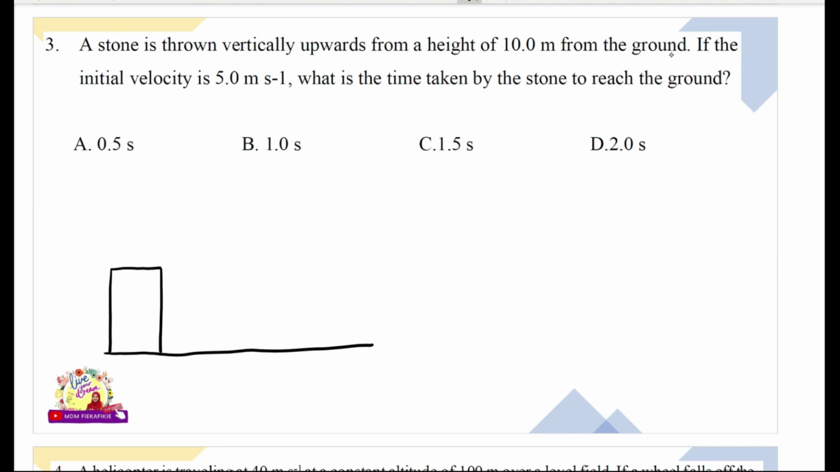Okay, so this is you. And you try to throw the ball, which is 10 meter from the ground. So this is the launching point.